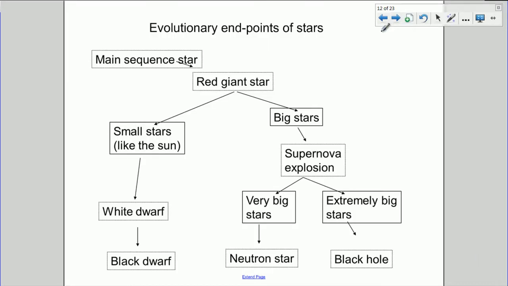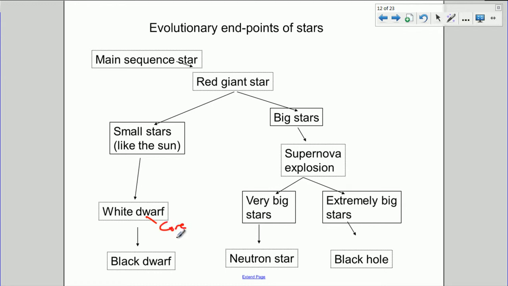So what happens after that? Okay, we've looked at the main sequence, we've looked at the red giant phase. Then what happens depends on the mass of the star. So small stars like the Sun, as we discussed earlier on, they'll fling off their outer layers into space, and what will be left is the core of the red giant.